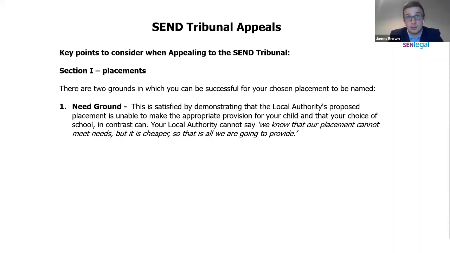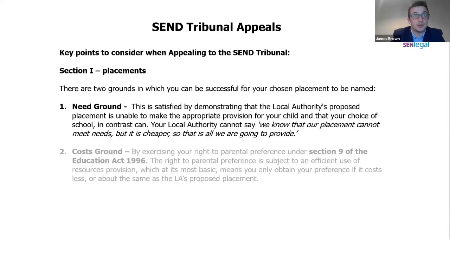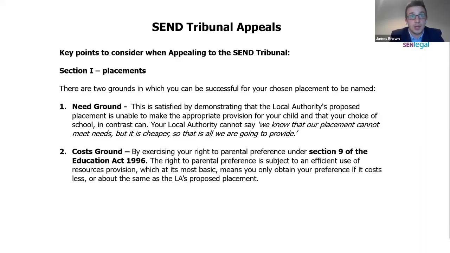So you really need to target your evidence in terms of whether or not your school is suitable and whether or not the local authority school is suitable. And you can start to see what arguments you will need to make. So you need to have really good evidence about your local authority's proposed placement as to why that can't meet needs, and then look at that in a lot of detail. The second ground that you should look at is the cost ground. So if, for example, the tribunal accepts that both schools are suitable, then you need to be looking at what the schools cost, of course.